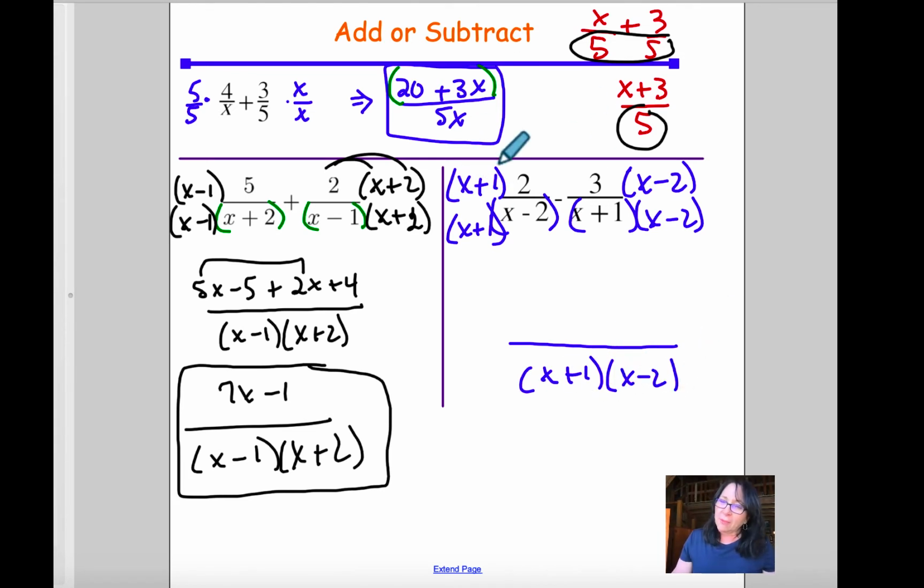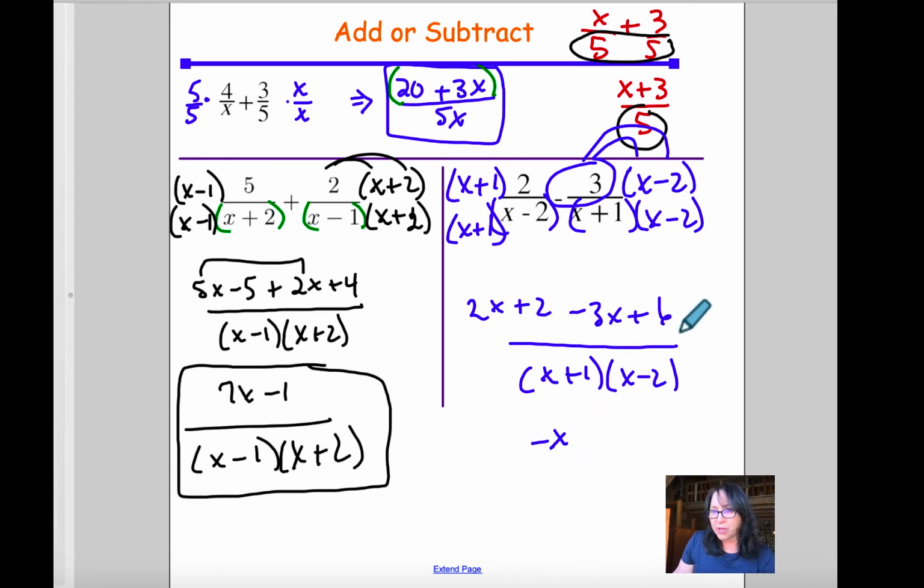Now, on the numerator, I'm going to distribute again. So I'm going to get 2x plus 2. And then be very careful, because this is a negative sign. And so that negative sign goes with the 3 when you multiply. So it's negative 3 times x, which is negative 3x. And it's negative 3 times negative 2, which is positive 6. So 2x minus 3x is negative x. And then 2 plus 6 is 8. So plus 8. And then I get x plus 1 times x minus 2.